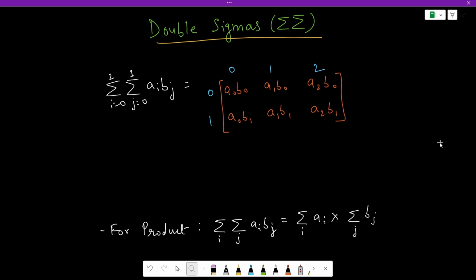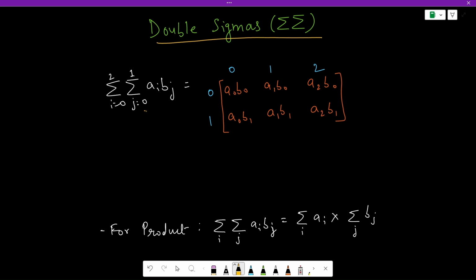Hello everyone. In the last video we saw how to deal with binomial coefficients within a single summation, and in this video we will explore how to handle double sigmas. So let's start. Now here we have a double summation, which is summation i from 0 to 2, summation j from 0 to 1, ai into bj.